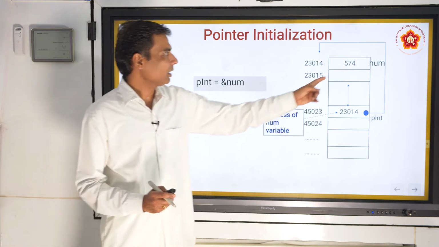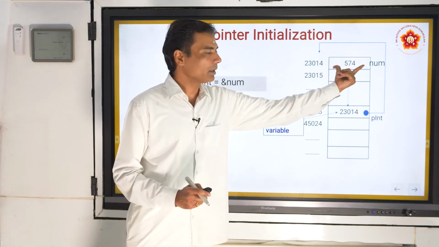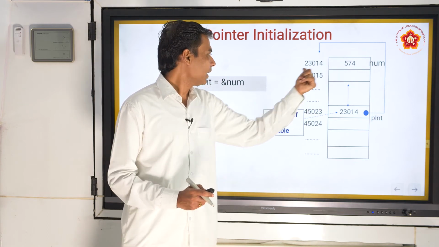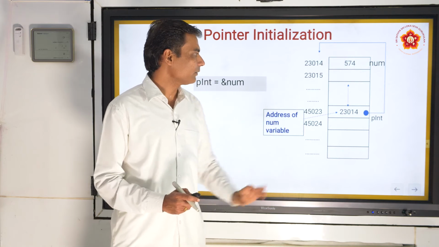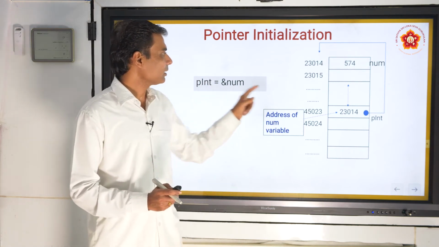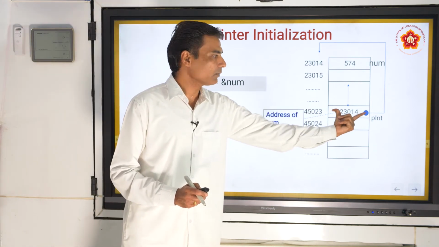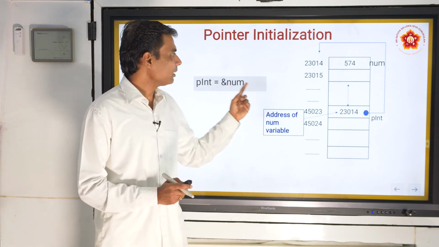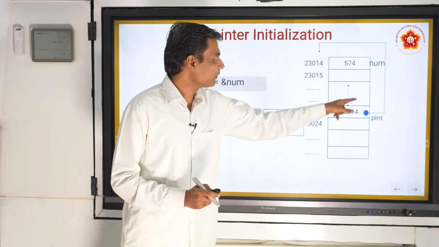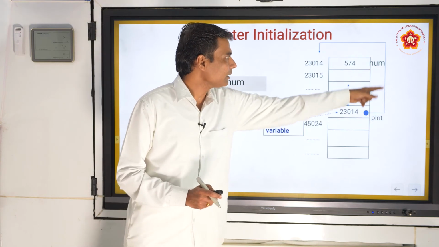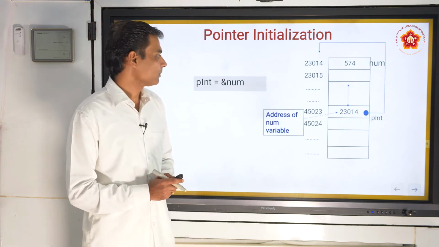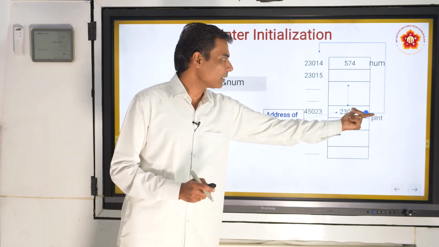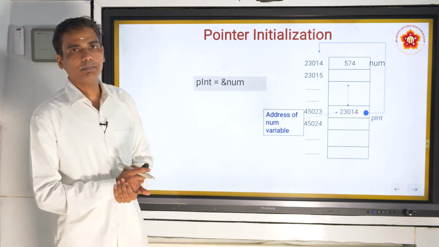So consider that num is allocated one memory cell in the memory whose address is 23014, and we have stored the value 574 over there. We have declared the pointer p int, which is allocated one memory cell, and with this statement we are assigning the address of num. That means p int is pointing to this address. So this address will be stored at the memory cell p int.